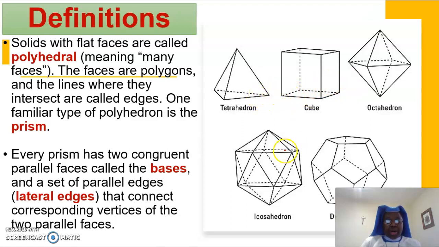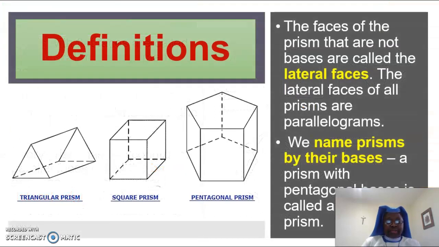The faces have to be polygons. The lateral edge is the edge that connects the two bases of a prism from top to bottom, and this is the lateral face. There are always two bases for prisms. Those two bases are identical and parallel to each other. Prisms are named from the shape of their bases.